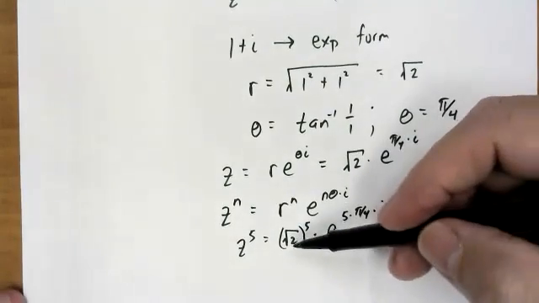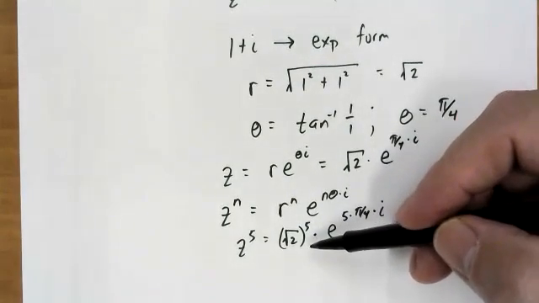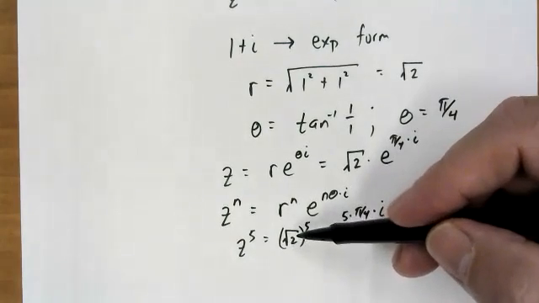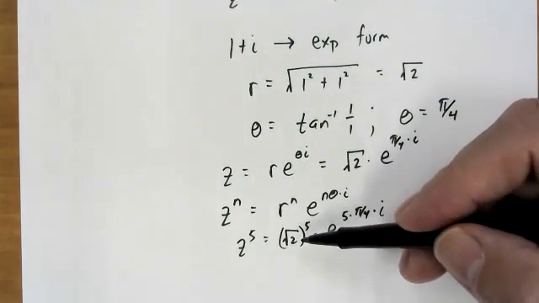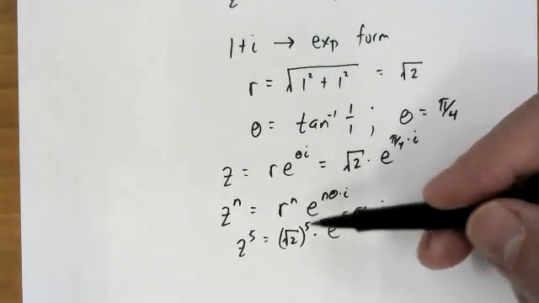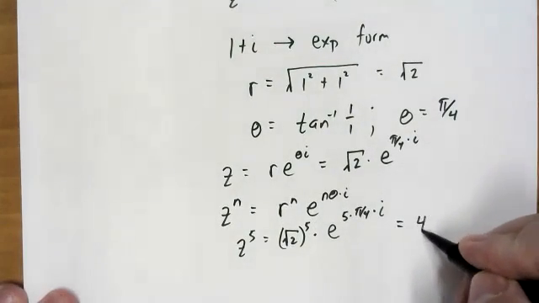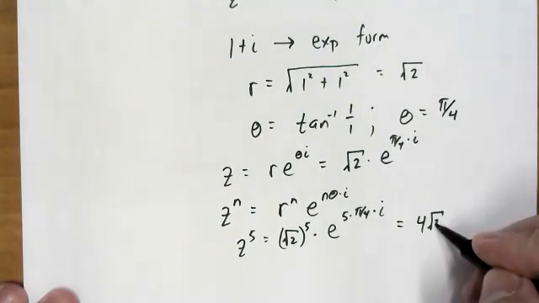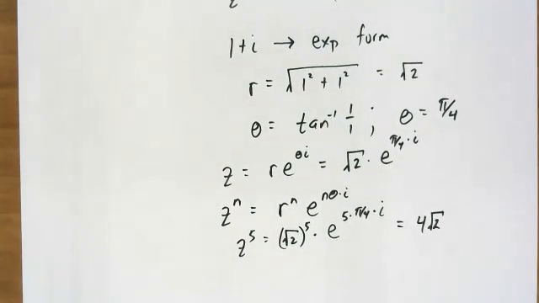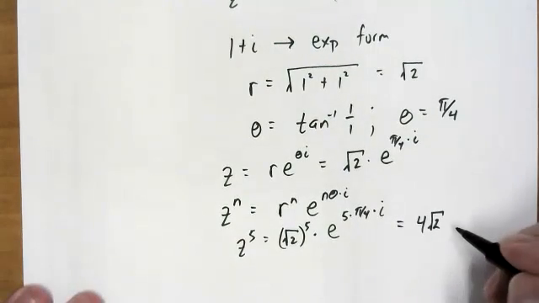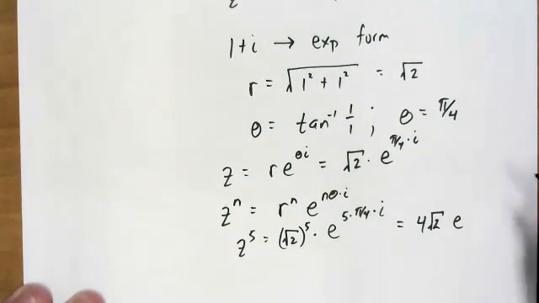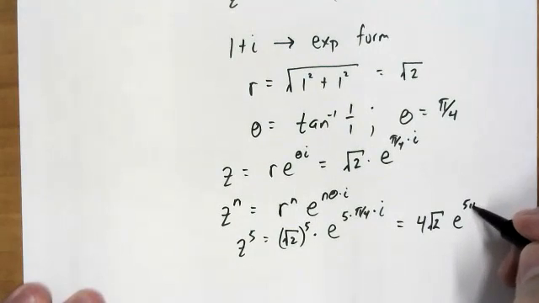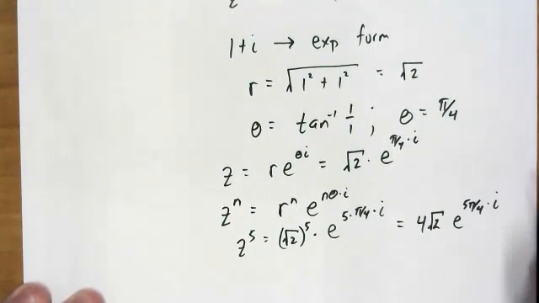If we simplify this, square root of 2 to the 5th power is square root of 2 times itself 5 times. Square root of 2 times square root of 2 is 2, and that happens again, 4. You can work it out on paper if you need to, but square root of 2 to the 5th power should be 4 square root of 2. And then 5 times pi over 4 is just 5 pi over 4. So that wasn't too bad.